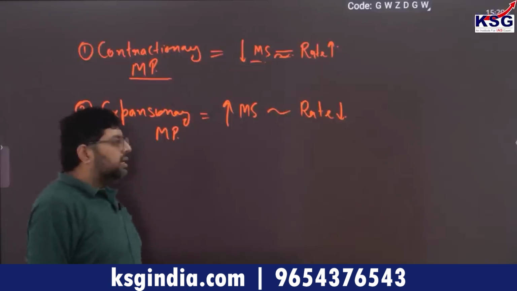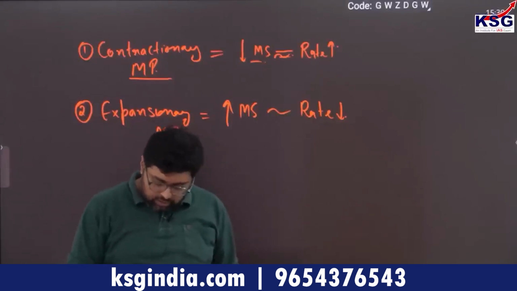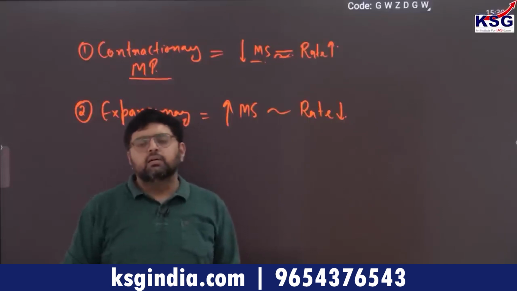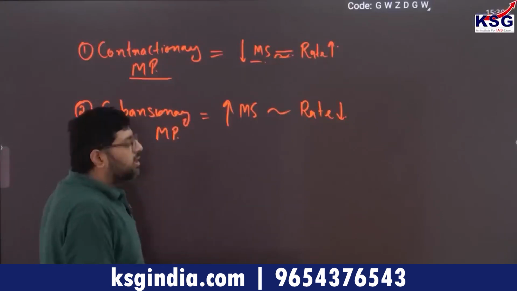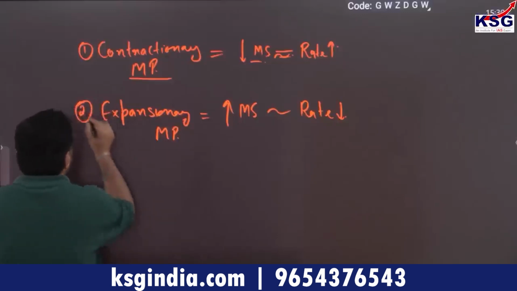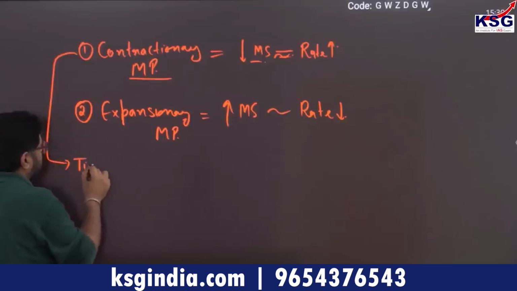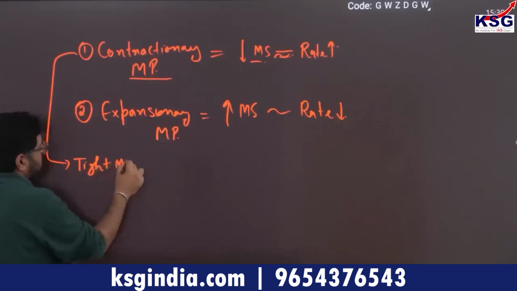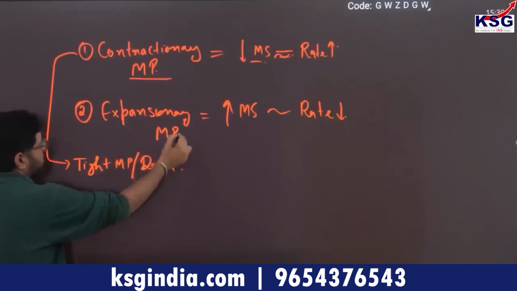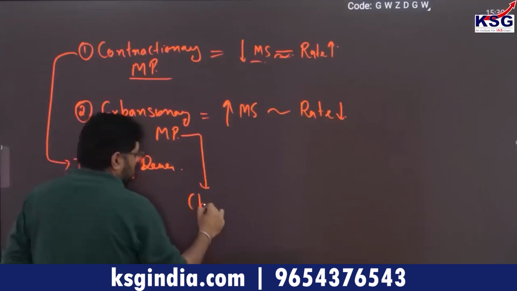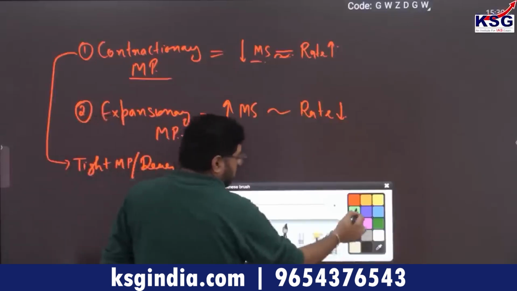Okay, and whenever the intention is to increase the money supply, so this is what you have to understand, that contractionary and expansionary monetary policy. Now here you have to remember this thing, that contractionary monetary policy is also known as tight monetary policy, okay, or dear monetary policy, whereas expansionary monetary policy is also known as cheap monetary policy. Okay, cheap monetary policy.